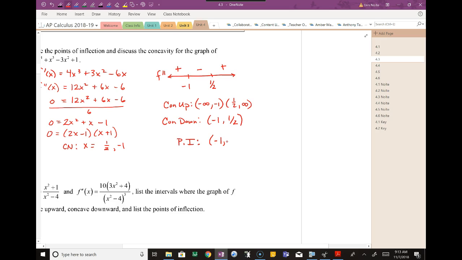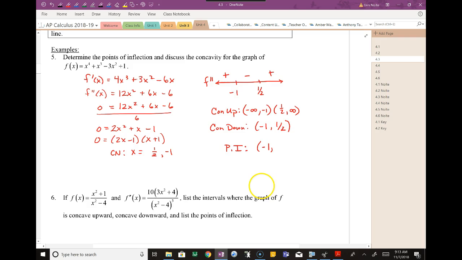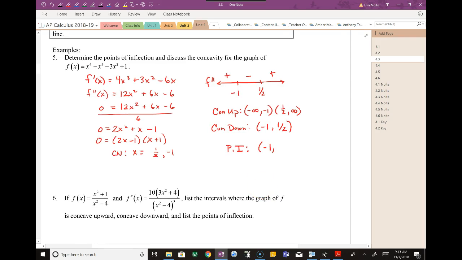How do I find the y value? Plug it into the original. So if I go back to the original, I would get, let's see, negative 4 plus 3, which is negative 1, and then plus 6. Going back to the original? Yes. Oh, I'm not going back to the original. I mean, back to the other original, not the first derivative. I can't see that far.